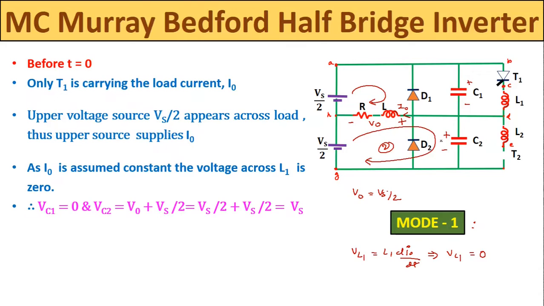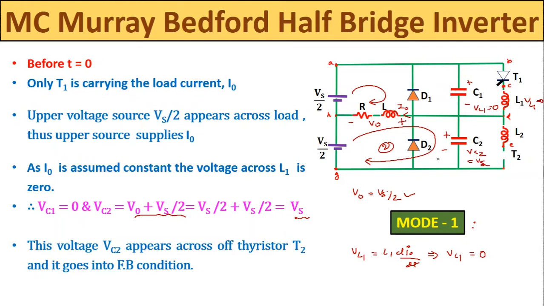Now we will apply KVL in the second loop. What we will get? Vs by 2 minus V0 plus Vc2 equal to 0. So from here we will get Vc2 equal to Vs by 2 plus V0, and we know that V0 is equal to Vs by 2. So when we put here the value of V0, we will get Vc2 equal to Vs. Therefore the voltage across the capacitor C2, Vc2 will be equal to Vs, and Vc1 will be equal to 0, as VL1 is equal to 0 here.